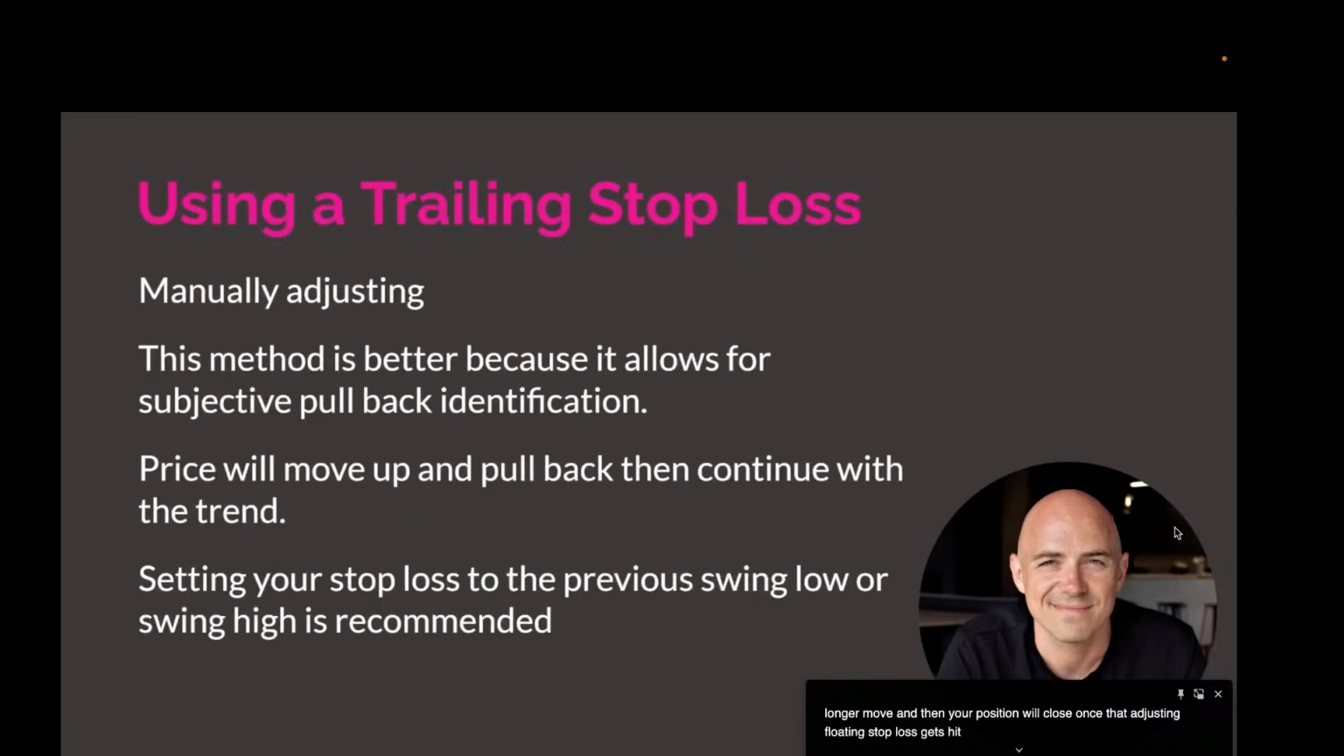Now, manually adjusting. This method is better because it allows for subjective pullback identification. What that means is that when price is trending in a certain direction and has a pullback and then a continuation, those are very subjective. You need to know price action, you need to know market structure, and you kind of just have to have a good idea of what the price action on that currency pair or asset that you're trading does. Price will move up and down and pull back and then continue with the trend. Setting your stop loss to the previous swing low or the previous swing high is what is recommended.